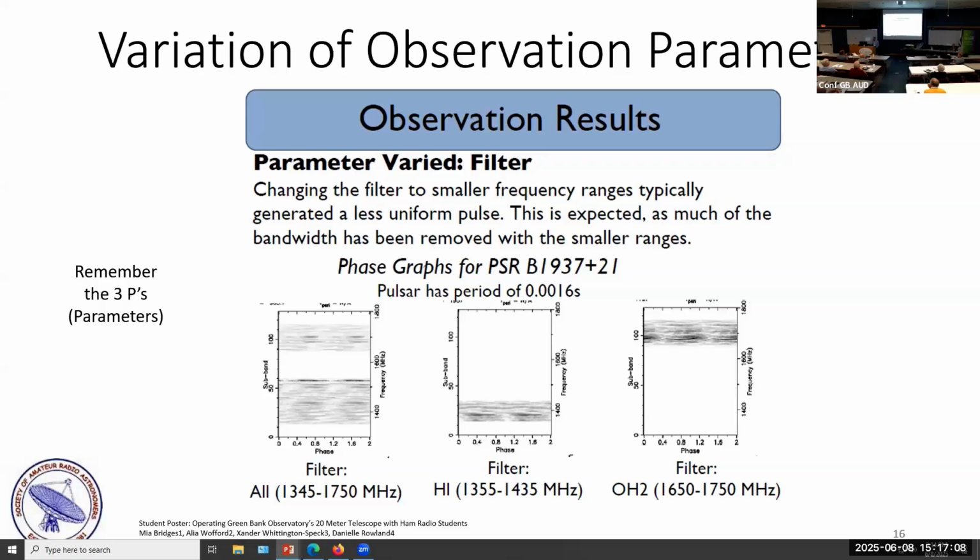So the first parameter is the filter. When you go to the 20 meter, you're going to select the filter. You can have the whole range, the elevated filter, then you have a hydrogen one, the hydroxyl one, OH1. Higher frequencies will generally mean you're going to have better profiles.